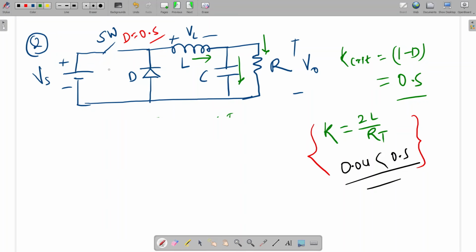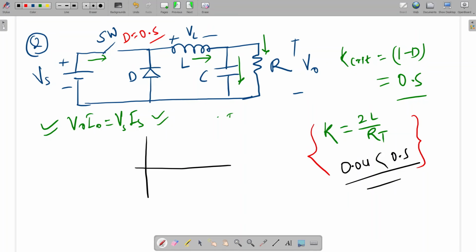Here the source current we can calculate by applying VO IO is equal to VS IS. This power balance we can apply since we are assuming it is ideal, with all diodes and switches having zero internal resistance and device drop. First I'm going to apply the volt second balance across the inductor. The inductor current will go up and come back to 0. This will be D1T, this D2T, and this is the total time, with D3 the remainder.